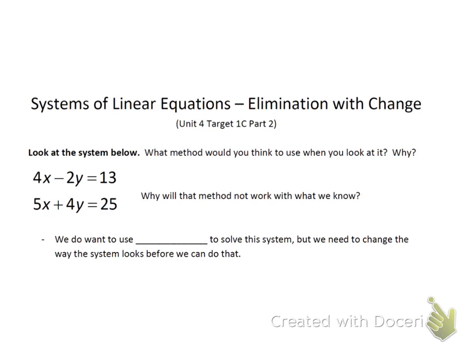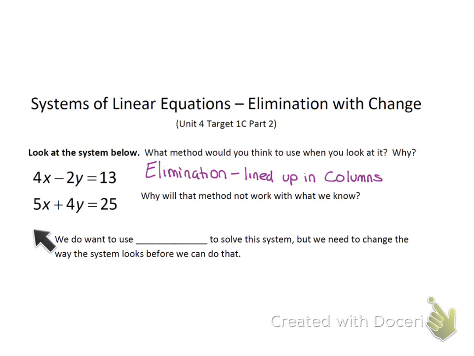So the first thing we're going to want to do is look at the system below. What method would you think to use when looking at it? Hopefully you said elimination, but why? Why elimination? What tells us that this system is supposed to be done by elimination? What hopefully strikes you as the reason is that this is lined up in columns.